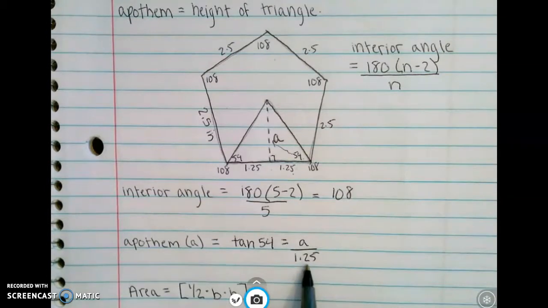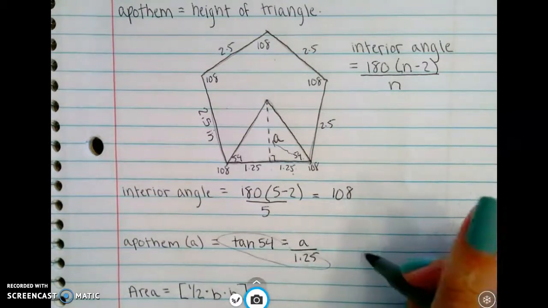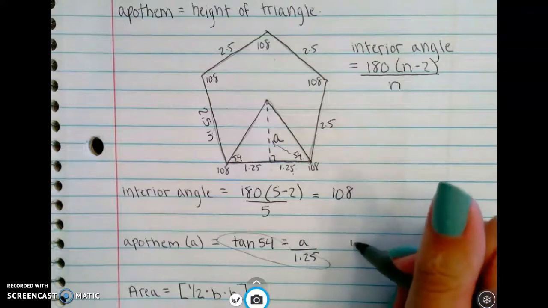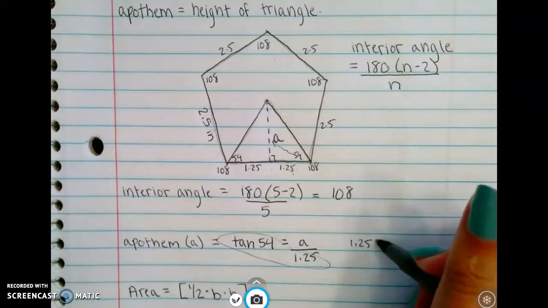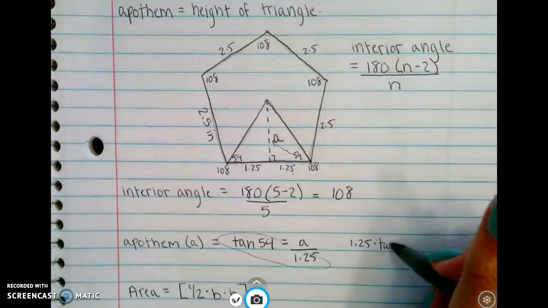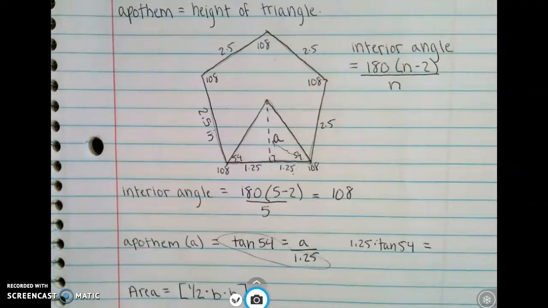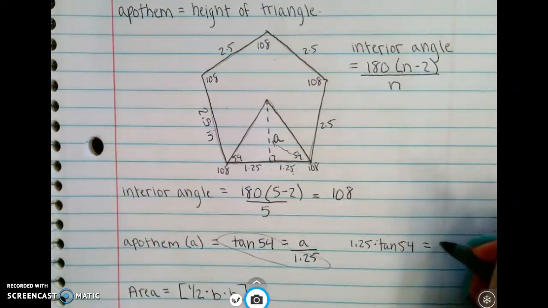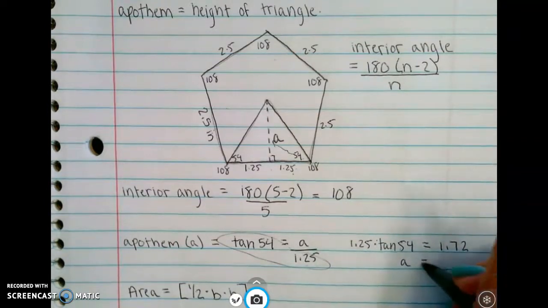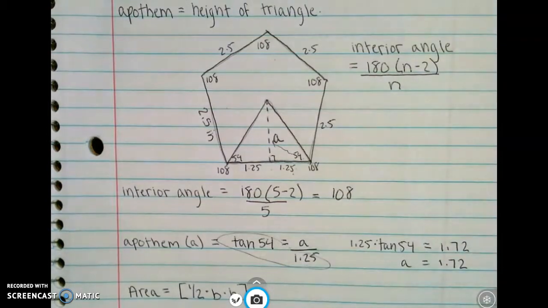Because the number is on the bottom, we can easily just cross multiply, and we'll be doing 1.25 times tangent 54, and that's going to equal our apothem, which is 1.72. So again, the apothem is 1.72. That's the height of the triangle.